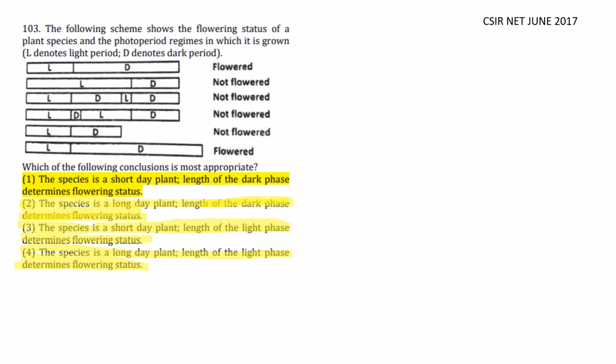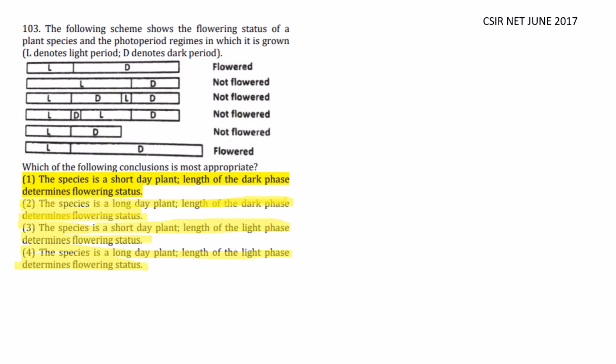Options are: option 1, species is a short day plant, length of dark phase determines flowering status. Option 2, species is a long day plant, length of dark phase determines flowering status. Option 3, species is a short day plant, length of light phase determines flowering status. Option 4, the species is a long day plant, length of the light phase determines flowering status.